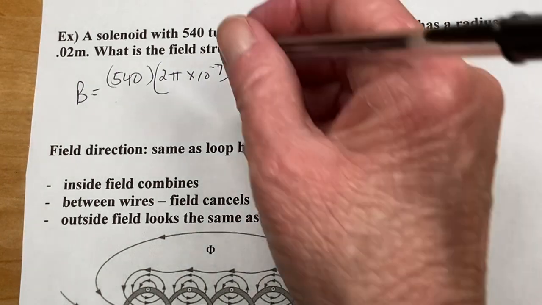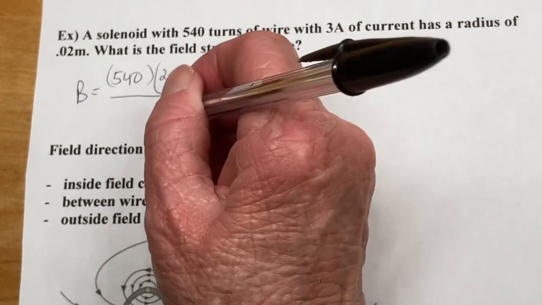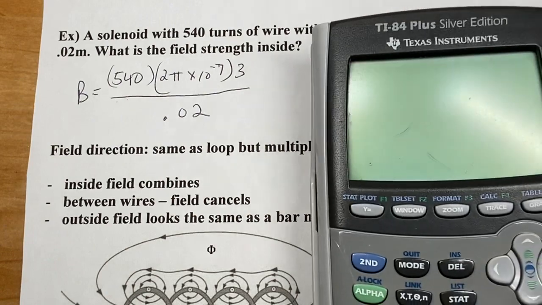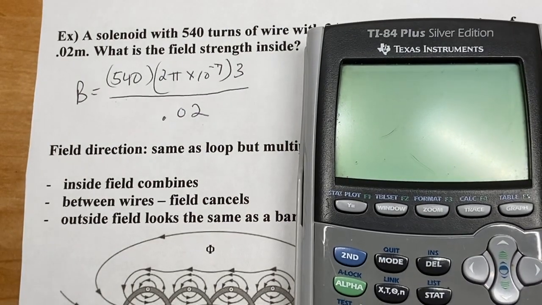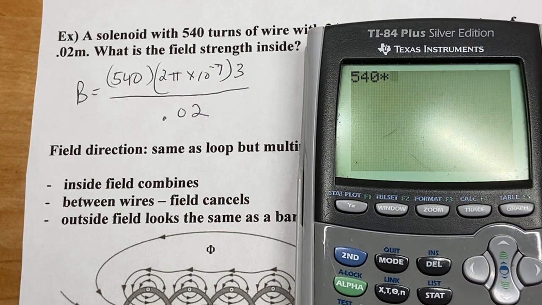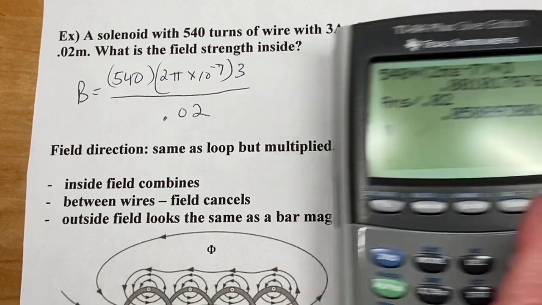And I've tried not to give you any conversions here. All right, let's do this. So 540 times, I'm going to throw parentheses around this, 2 pi, E negative 7, times 3, divided by 0.02. And there you go, 0.05 is all we're getting.